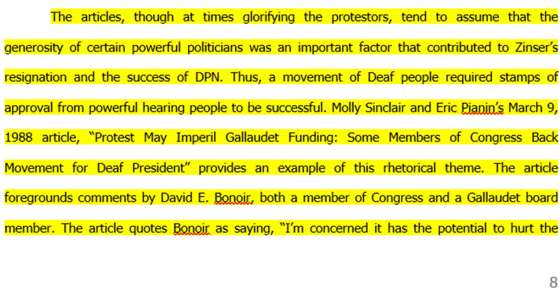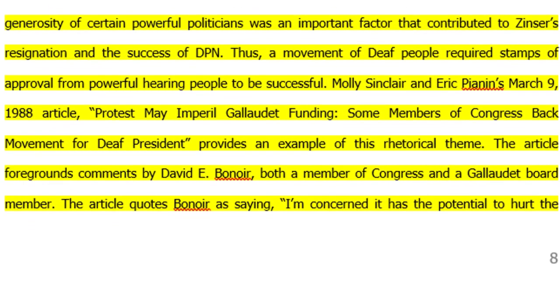In this case, it took me 2 sentences to make the point, which is fine because both sentences are concise and on target. The only problem really is in the second sentence, the one that says a movement of deaf people required stamps of approval from powerful hearing people to be successful. The way I've written that, it sounds like I think that, but I don't think that, and I didn't think it in 2002 when I wrote this either. I was trying to say that the media coverage implied this was the case, that a movement needs stamps of approval from powerful people to be successful. I didn't think that. I was trying to say the media seems to think that, so I should have made that point a lot more clear. That covers the point part of the paragraph.